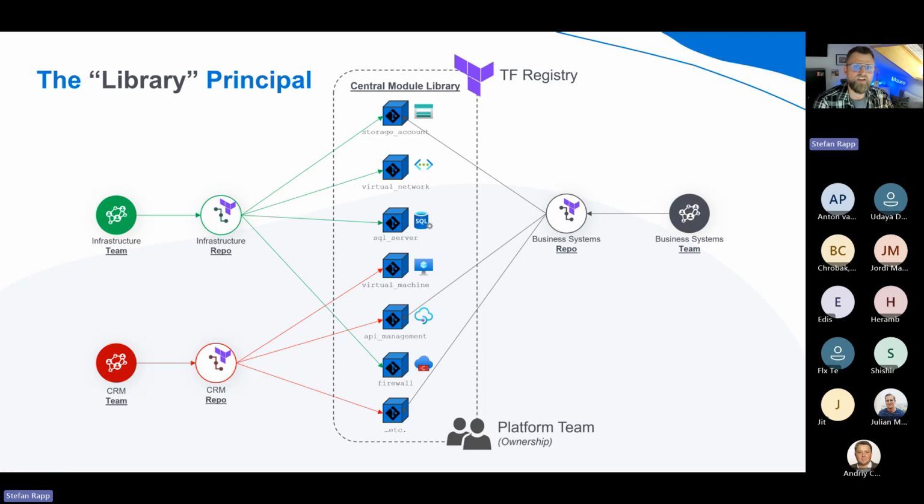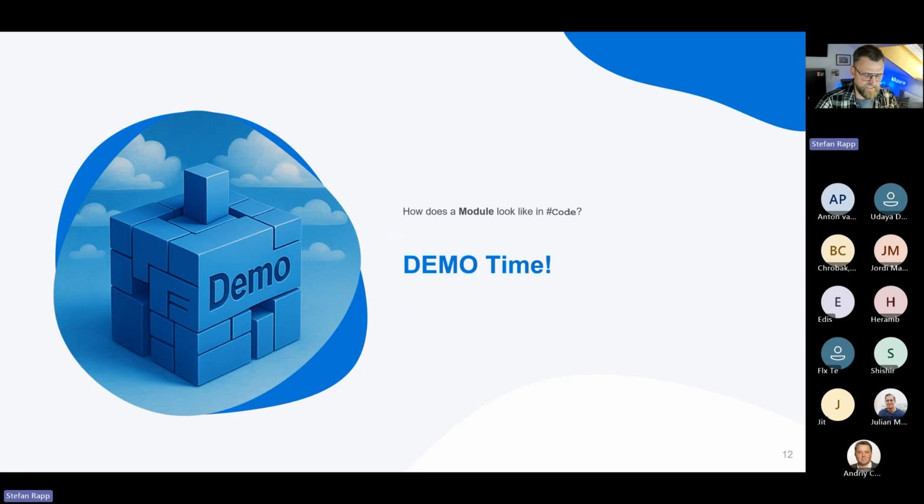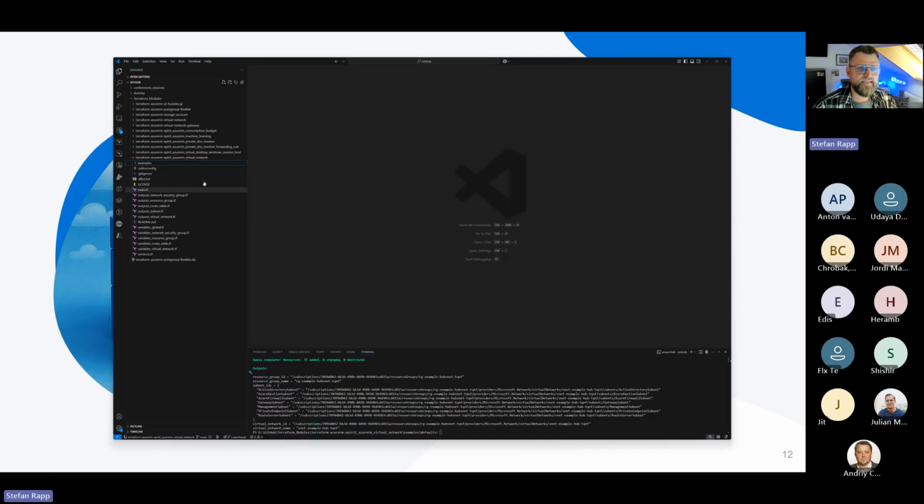So now we have this central module library, and these modules will be placed in a Terraform registry. We will also have a look at that later, what a Terraform registry is and how we can manage it. So now we talked a lot about what a module is, but now we want to have a look at a real module, how it looks in the code.